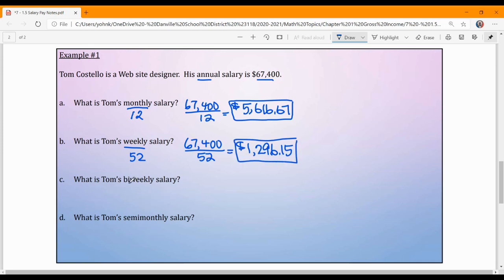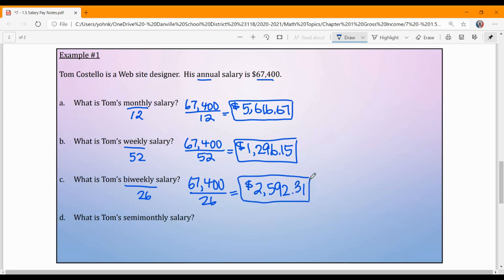Okay, if I want to see what his biweekly salary is, that's 26. So I'm going to go back to the annual salary, 67,400, and I'm going to divide by 26. That gives me a biweekly salary of $2,592.31. Watch your rounding, kids. I'd hate for you to get all the way to the end and then round incorrectly, so be very careful.